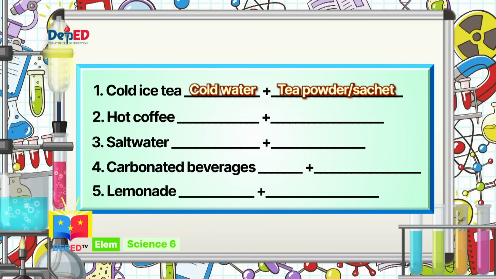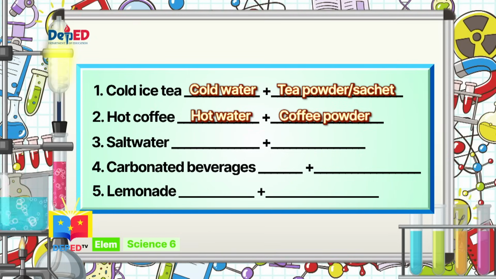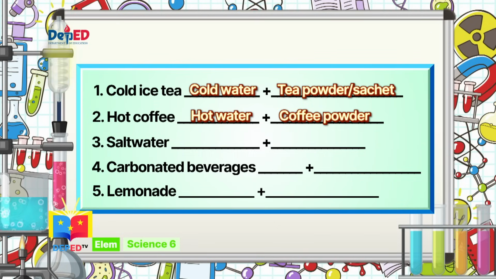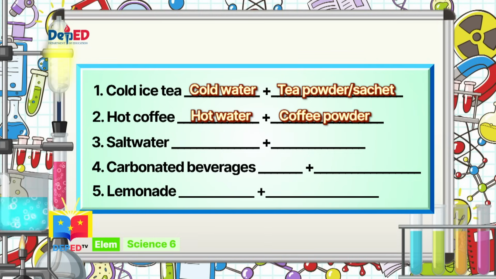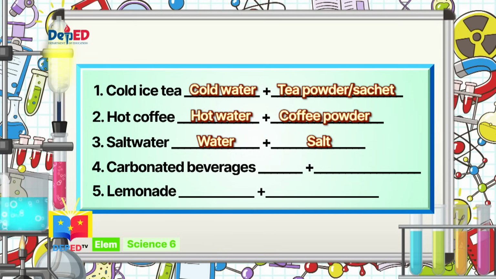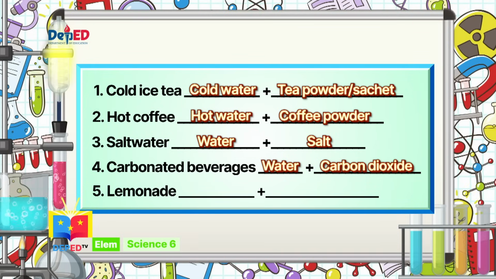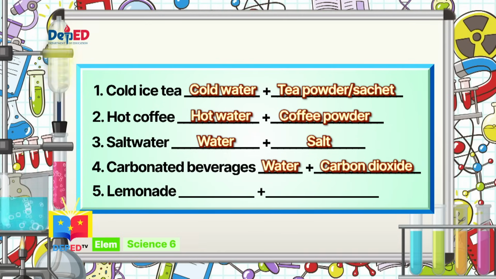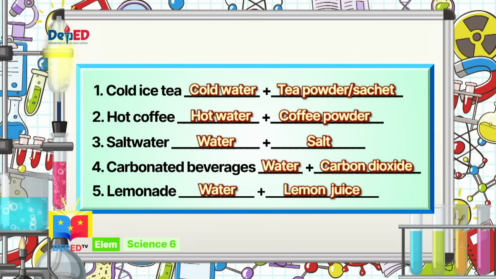Number 2. Hot coffee. The correct answer is hot water plus coffee powder. Number 3. Salt water. The correct answer is water plus salt. Number 4. Carbonated beverages. The correct answer is water plus carbon dioxide. And number 5. Lemonade. The correct answer is water plus lemon juice.